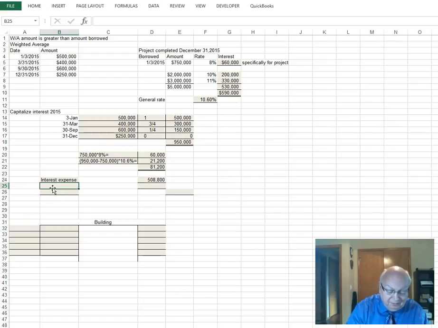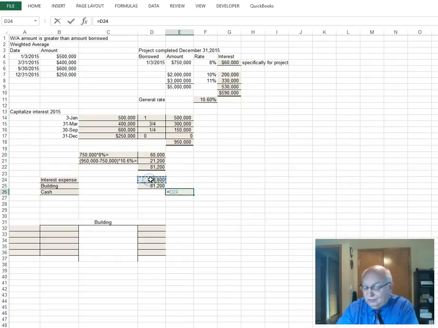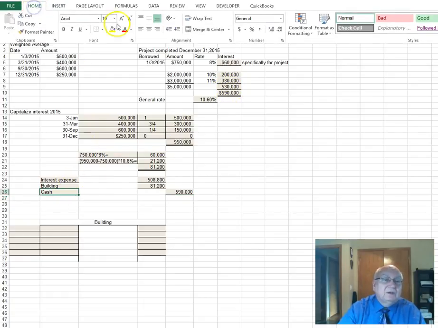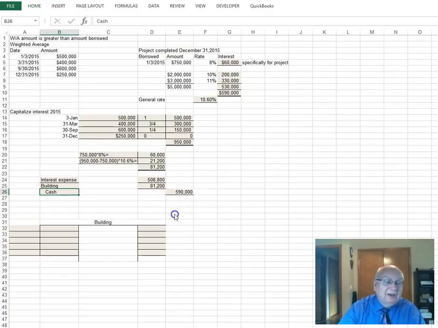Then we have the building, and that one is for the 81.2. And then cash is these two added together. Whoops, try that again. I missed it. There we go. Which should equal the 590, just like we did before. And again, let's make this a little bit nicer. The indentation, because it's a credit.